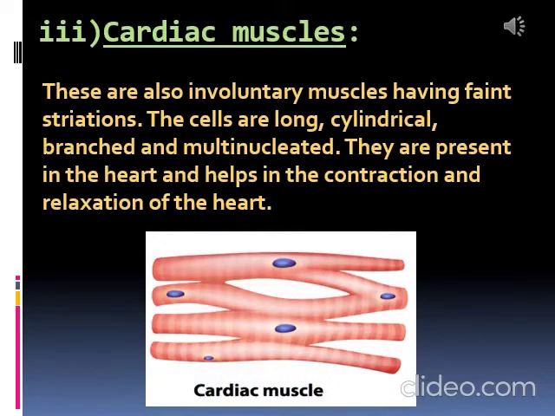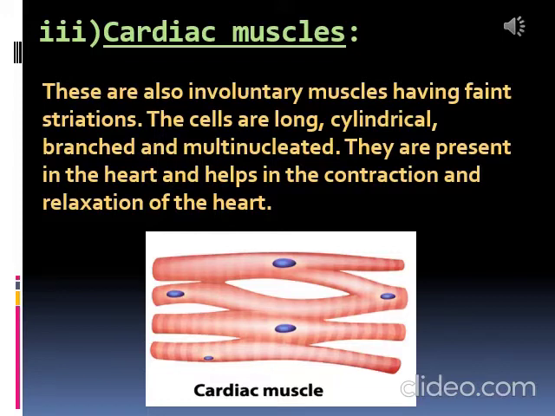The third type of muscular tissue is cardiac muscles. These are also involuntary muscles having faint striations, meaning their striations are not so dark, they are just faded striations. The cells are long, cylindrical, branched, and multinucleated. Now their cells are having branching in them, and these are also multinucleated. So striated and cardiac, both are multinucleated, and smooth muscles are uninucleated.